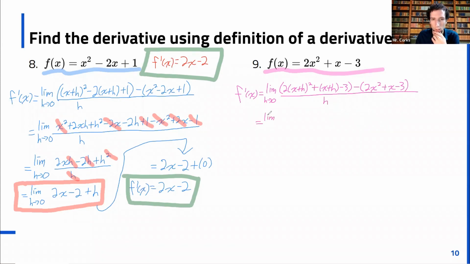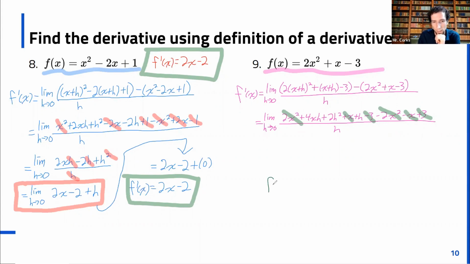And then if we expand all of those parts, can you tell me what? Yes, 2x squared, plus 4xh, plus 2h squared. Plus 8 plus x plus h minus 3 minus 2x squared minus x plus 3, all over h. And what parts of this are going to cancel out? 2x squared. Okay. X and x. Three. And the threes. Okay, so basically anything without an h term is going to get canceled out.